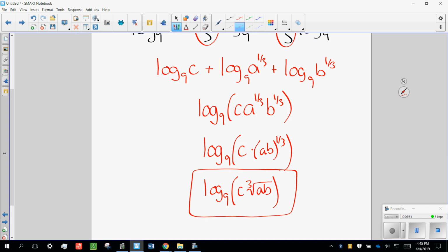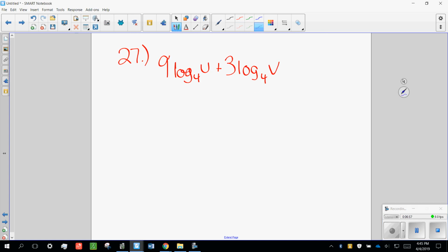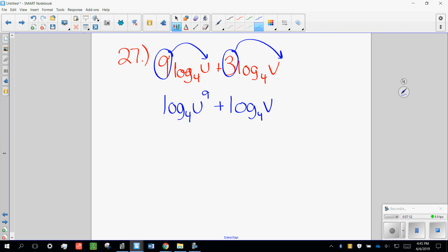Alright, and then the last one I'm going to do on this is number 27. After 26, number 27 is actually pretty easy because we've got these constants in front of our log base 4, so that'll be log base 4 of u to the 9th plus log base 4 of v to the 3rd.